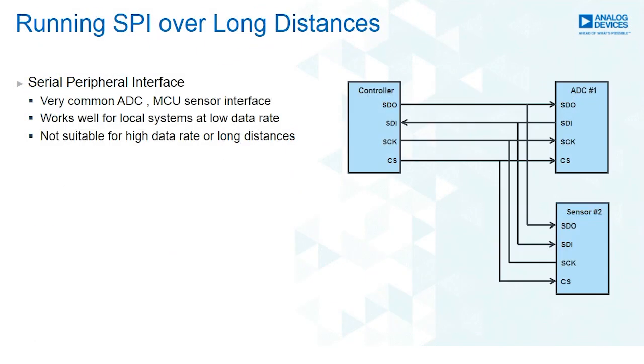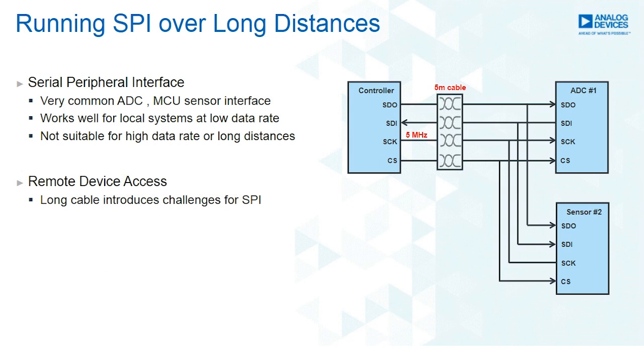SPI is a very common interface for accessing ADCs, sensors, and for processor-to-processor communication. It works very well over short distances. However, SPI does not scale well to work over longer distances for various reasons. This makes it challenging when attempting to access remote sensors such as an accelerometer or a temperature sensor.